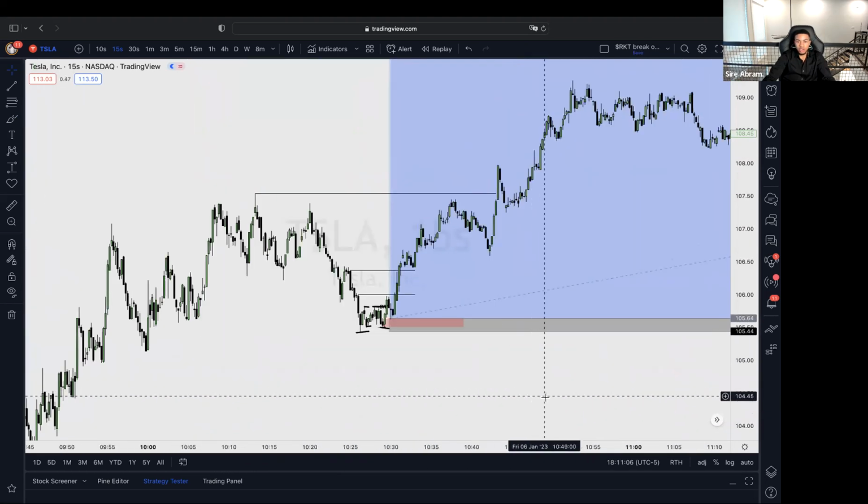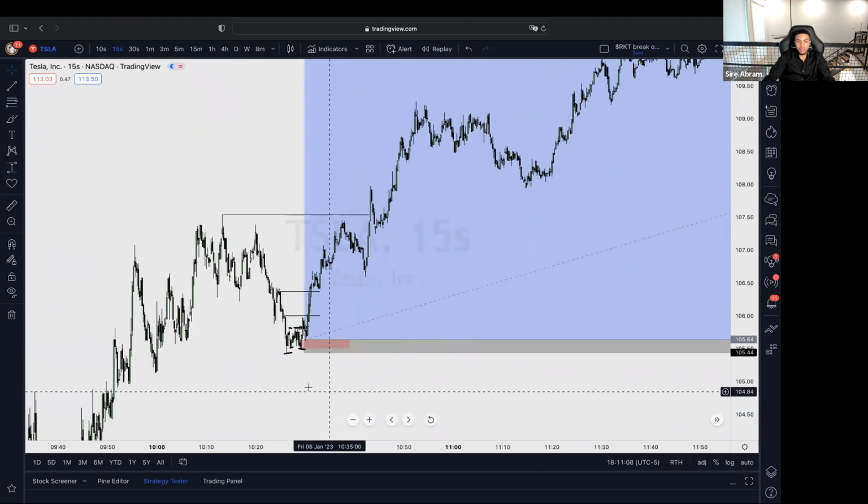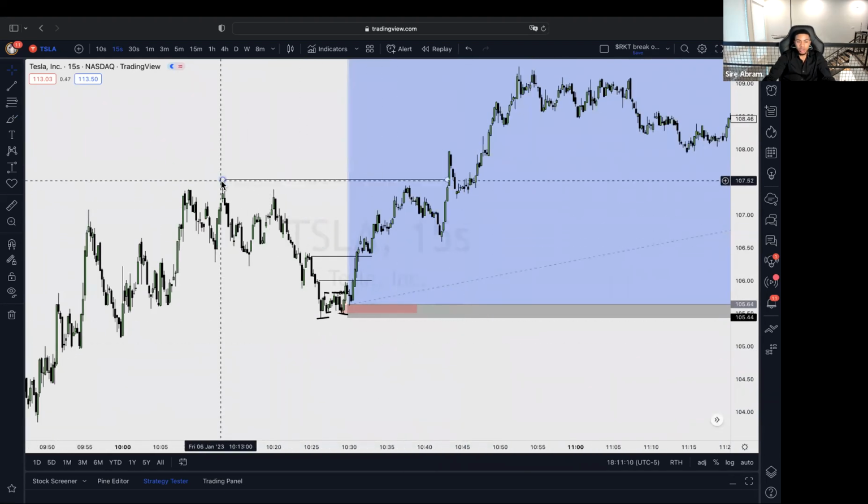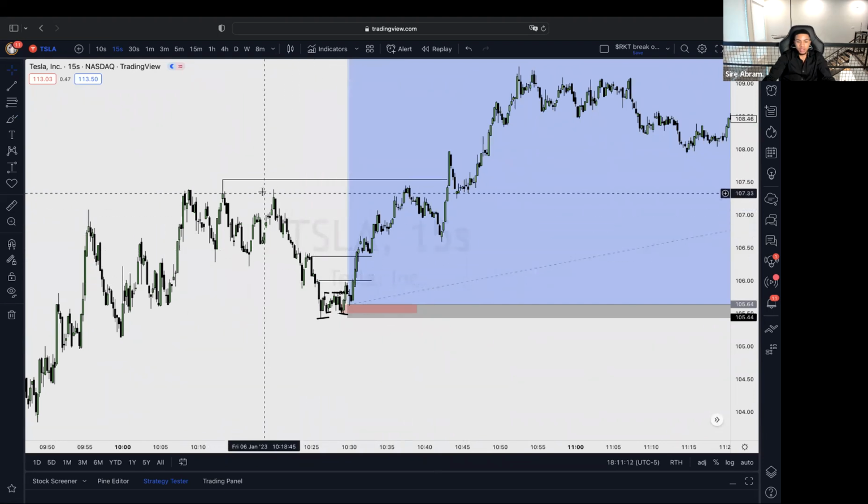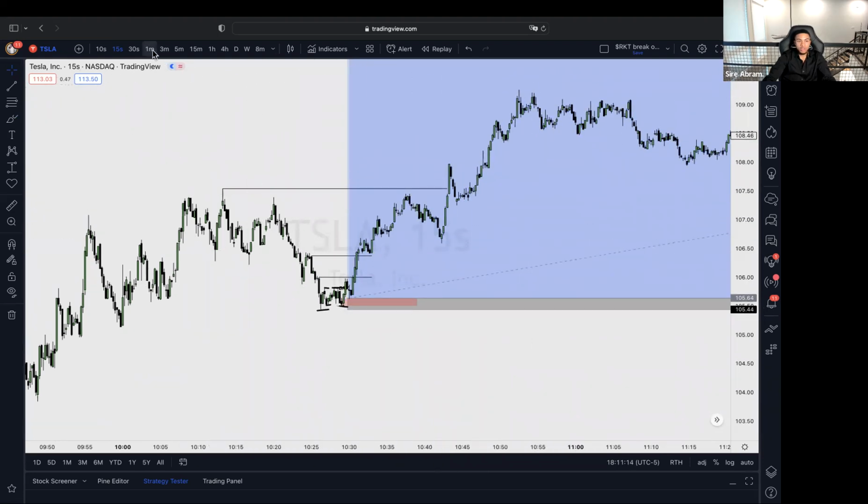And you see here, it was a clean move to the upside. So now where should you target? You can target this high, this high, this high, this high, wherever you want, essentially.